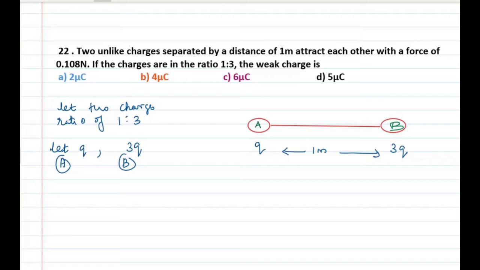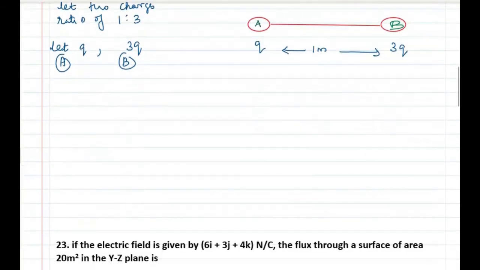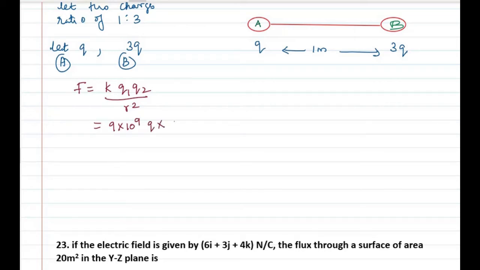Okay, now we can apply Coulomb's formula here. So what is Coulomb's formula? F is equal to K into Q1 Q2 divided by R square. K is 9 into 10 to the power of 9, and Q1 is Q, Q2 is 3Q, the 2 charges. Q1, 3Q divided by 1 meter, 1 square is 1. So 9 into 10 to the power of 9 into 3Q square divided by 1.